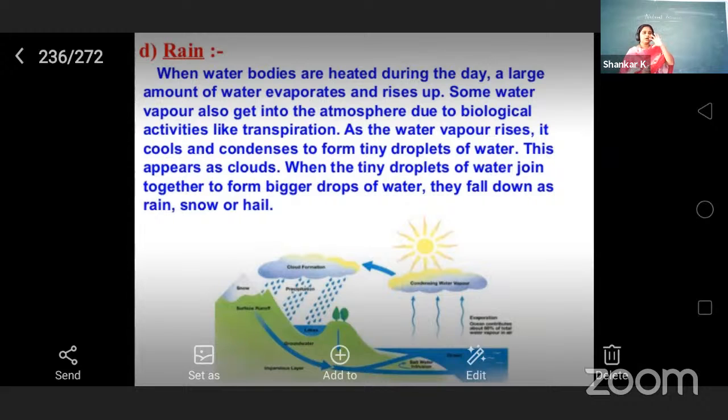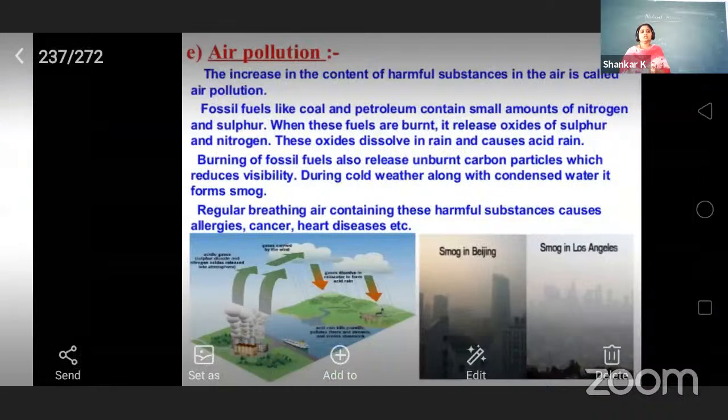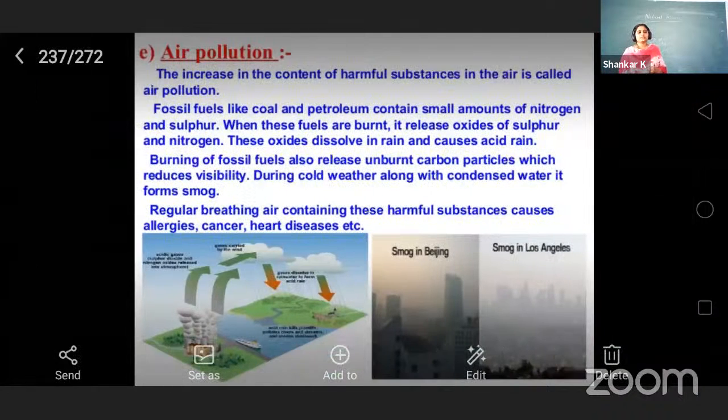That is how the clouds form. This appears as clouds when the tiny droplets of water join together to form bigger drops of water. And when these droplets become heavy, they fall as rain. So rain falls in different ways. On the mountains, it falls as snow. And what else? Water droplets.